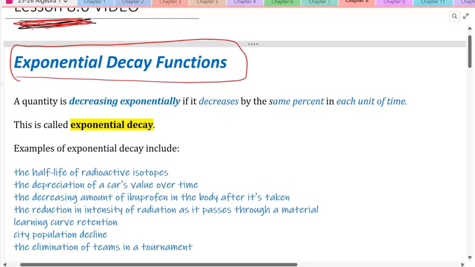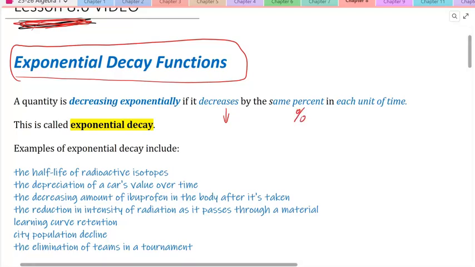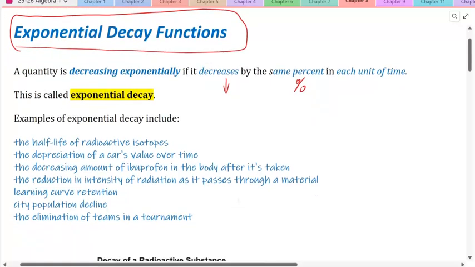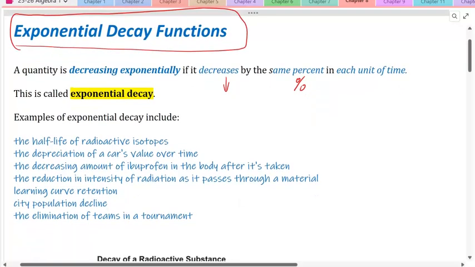Now, a quantity is decreasing exponentially if it decreases, and you know that means it goes down, by the same percent in each unit of time. Now, not by the same amount, by the same percent. That's the difference between this and a linear equation. Now, this is called exponential decay.